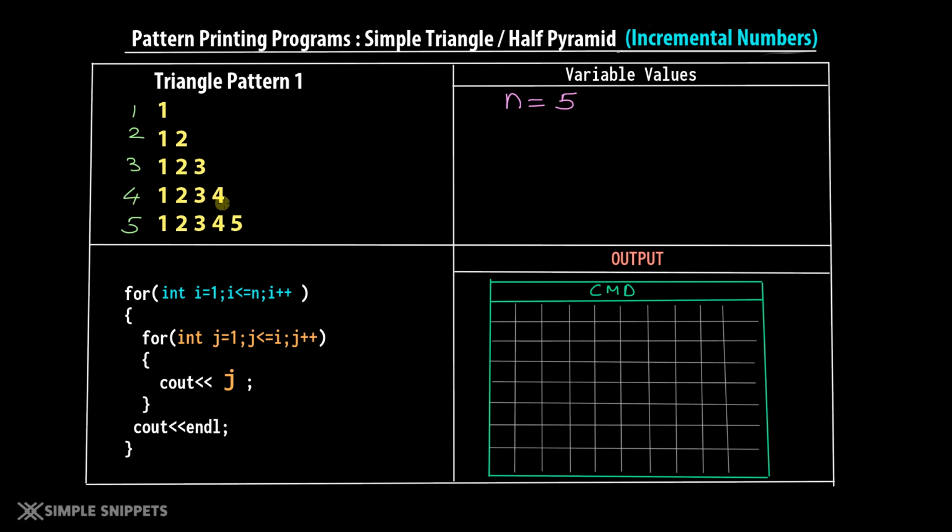For the fourth row we have 1, 2, 3, 4, and the pattern follows, right? So if we had a 6th row, it would be 1, 2, 3, 4, 5 and 6, right? Pretty understandable. Alright. So let's see how to go about printing this.